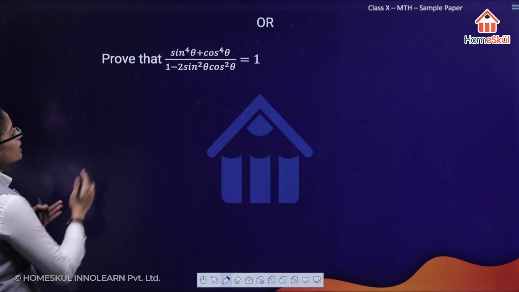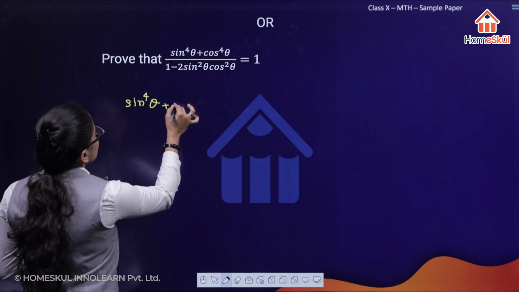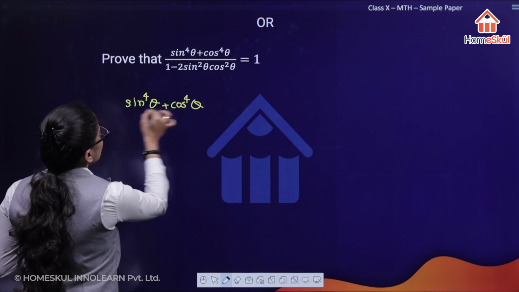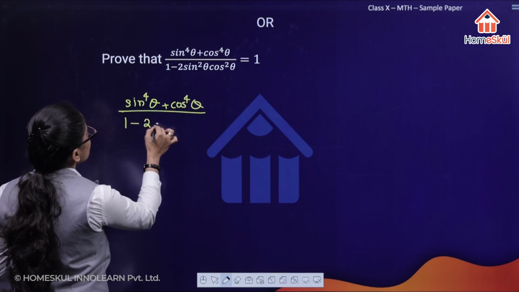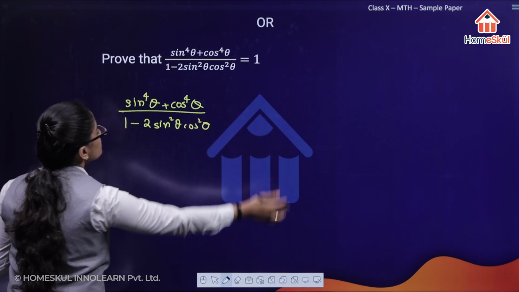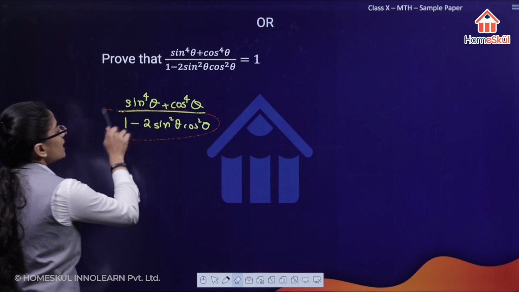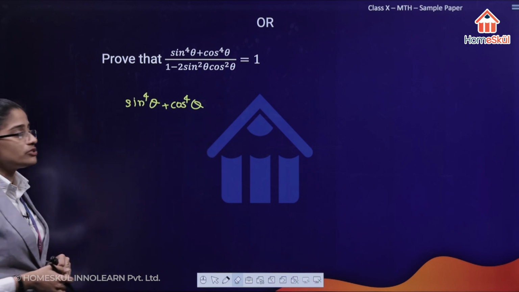Okay. So here we have (sine raised to 4 theta plus cos raised to 4 theta) divided by (1 minus 2 sine square theta cos square theta). We need to prove this is equal to 1. So let's simplify the numerator first. The numerator is sine raised to 4 theta plus cos raised to 4 theta.